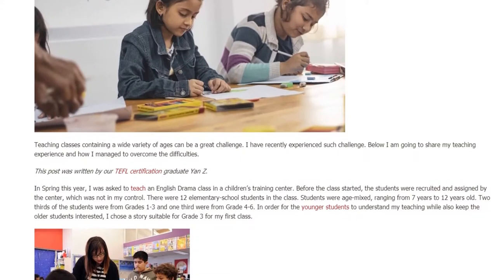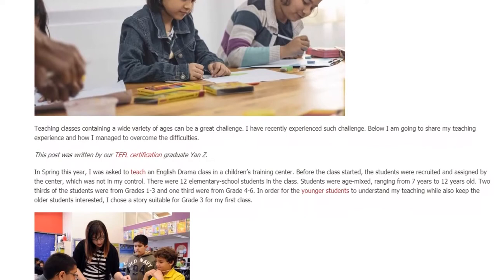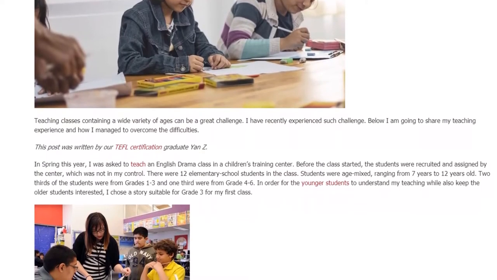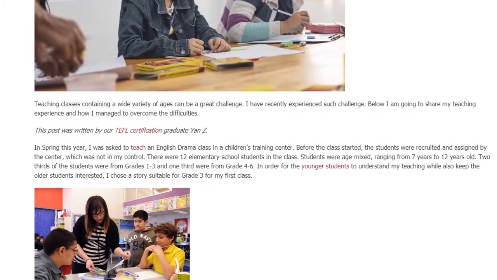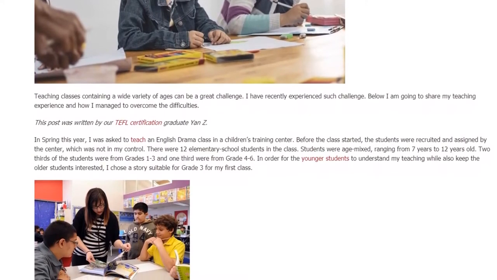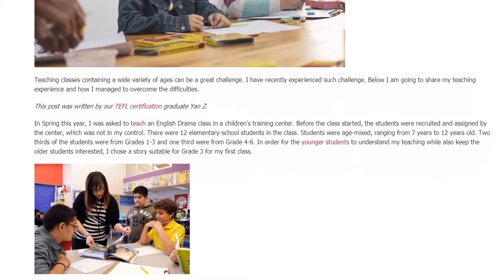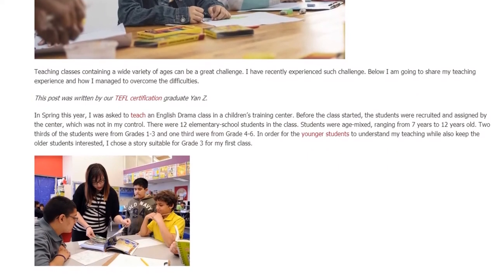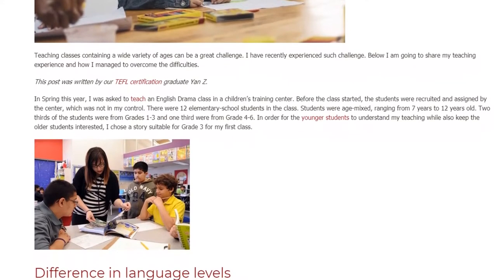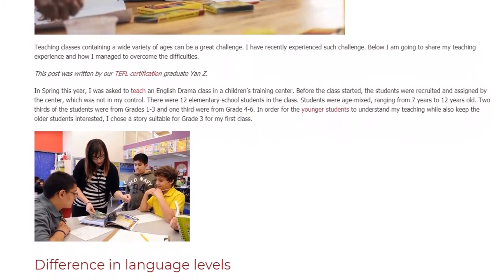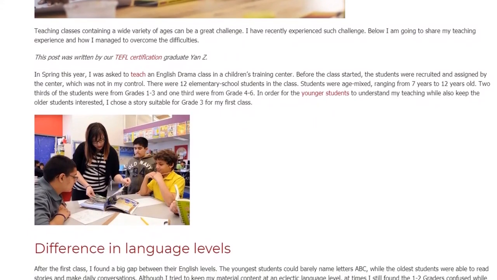In order for the younger students to understand my teaching while also keeping the older students interested, I chose a story suitable for grade 3 for my first class. Difference in language levels. After the first class, I found a big gap between their English levels. The youngest students could barely name letters A, B, C, while the oldest students were able to read stories and make daily conversations. Although I tried to keep my material content at an eclectic language level, at times I still found the 1-2 graders confused while the 5-6 graders bored.